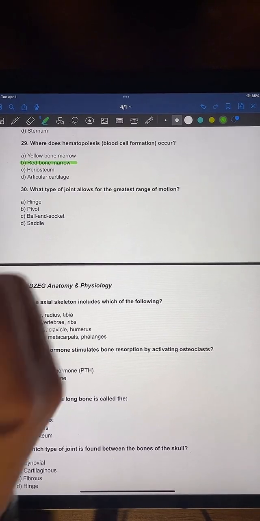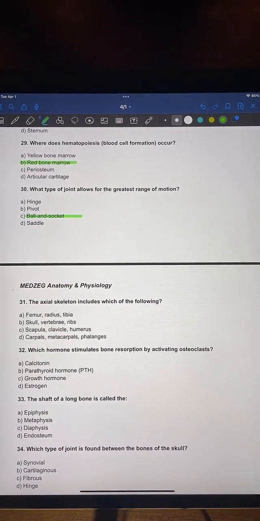Awesome, guys. The answer is C, ball and socket. Ball and socket joint, that's like your shoulder, your hip. It has the greatest range of motion.